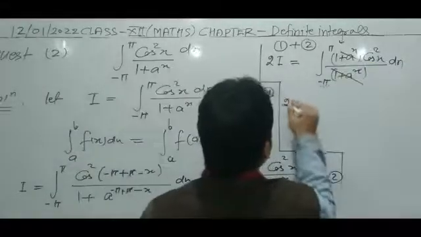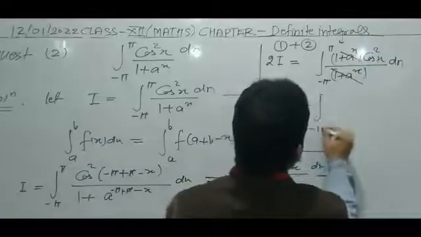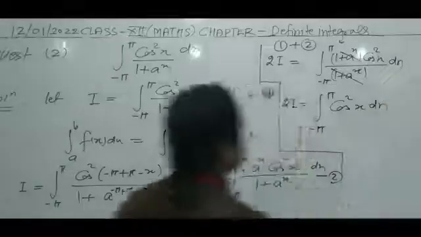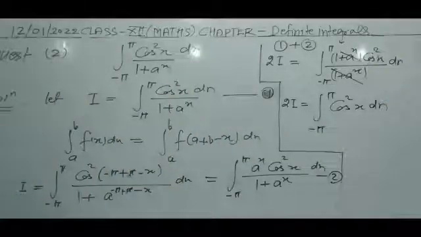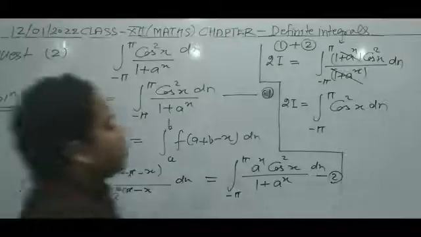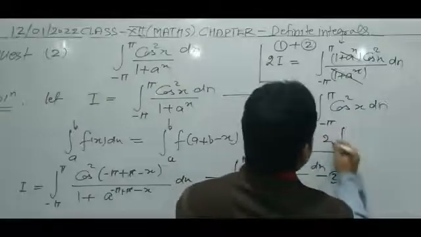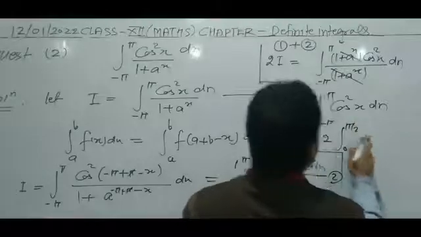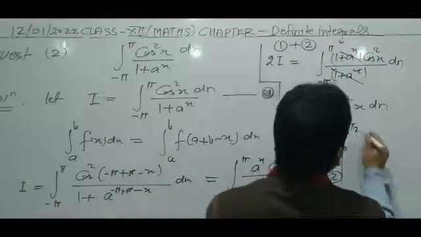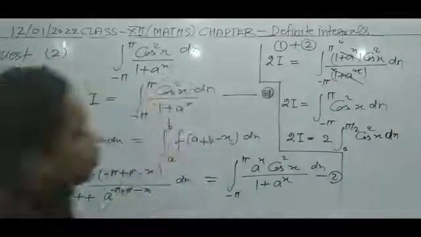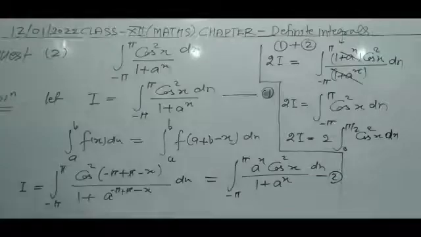We can write 2I is equal to the integration from minus pi to pi of cos square x dx. So we have to integrate cos square x dx from minus pi to plus pi, and cos square x is an even function, so we can write 2I is equal to 2 times the integral from 0 to pi by 2 of cos square x dx. So 2 is cancelled.